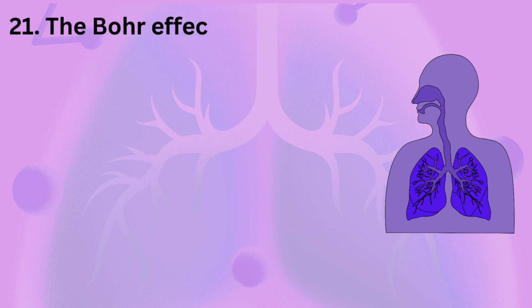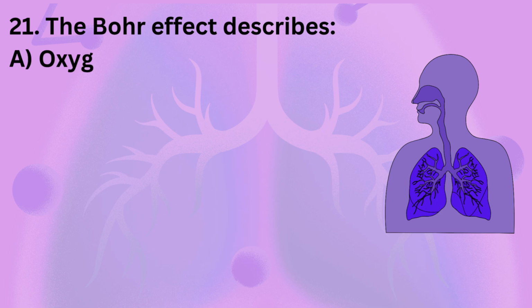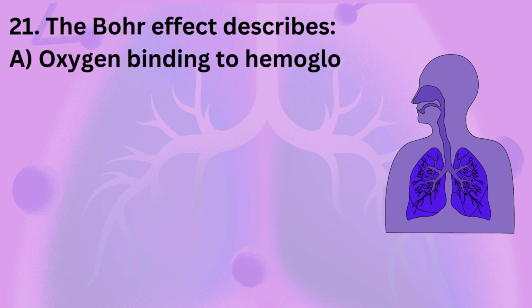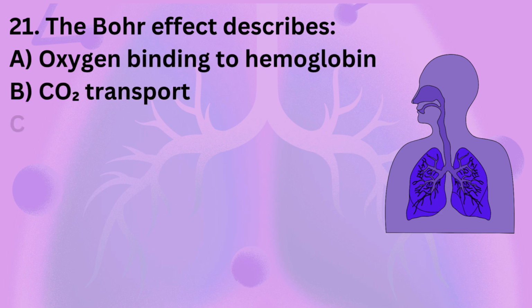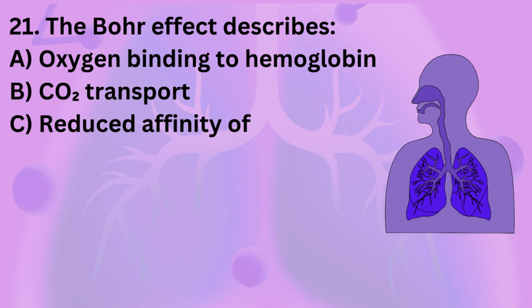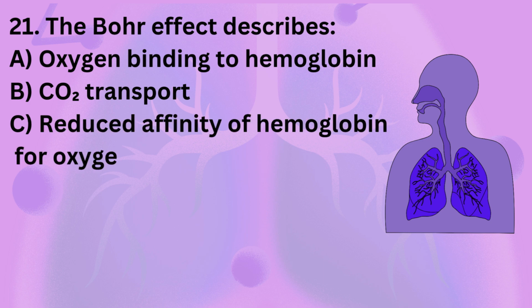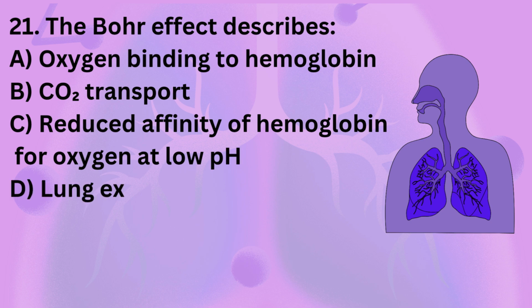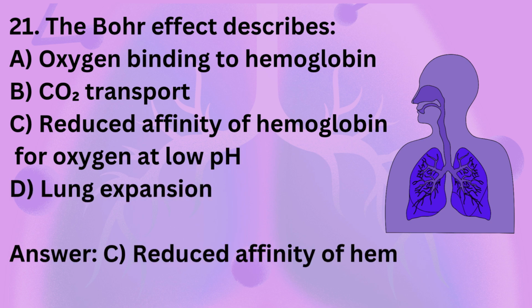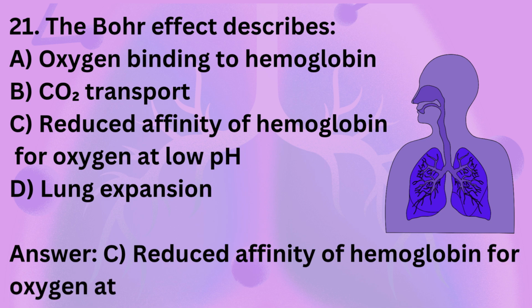21. The Bohr effect describes A. oxygen binding to hemoglobin. B. CO2 transport. C. reduced affinity of hemoglobin for oxygen at low pH. D. lung expansion. Answer. C. Reduced affinity of hemoglobin for oxygen at low pH.